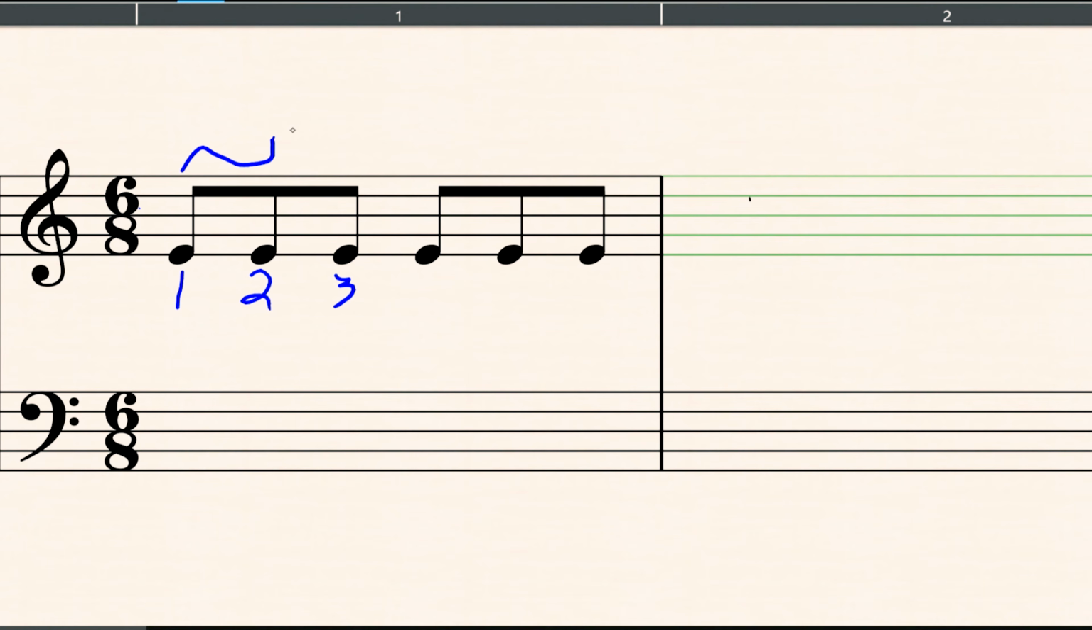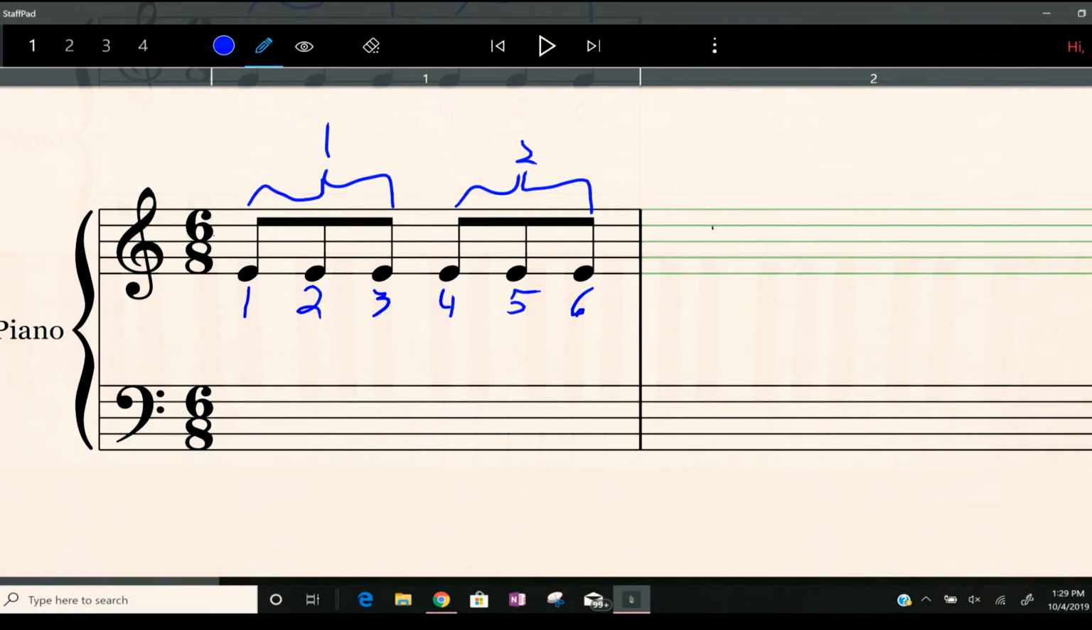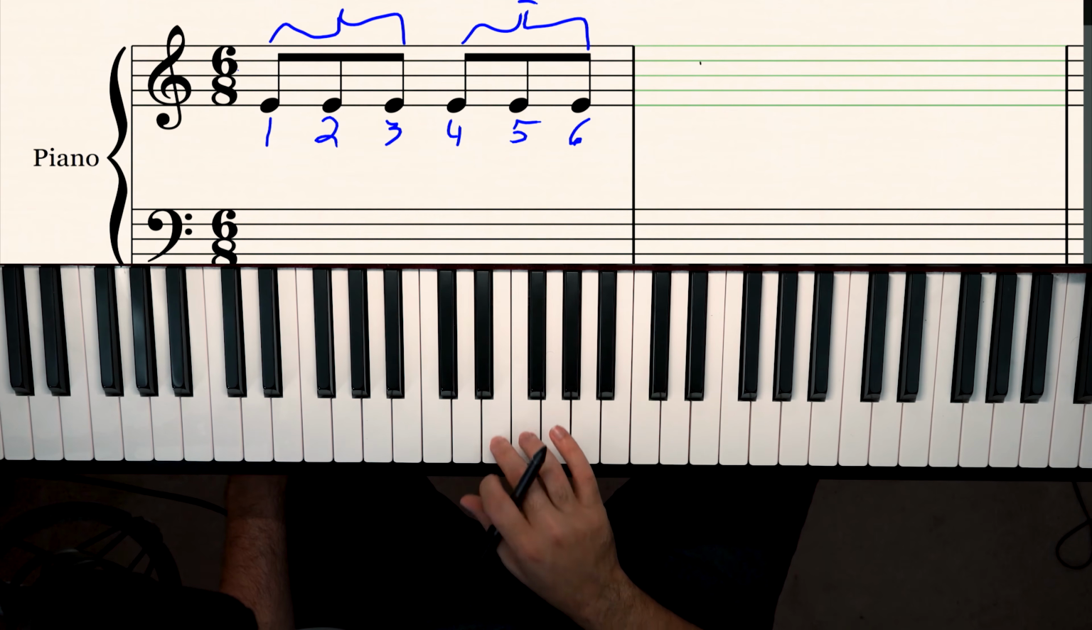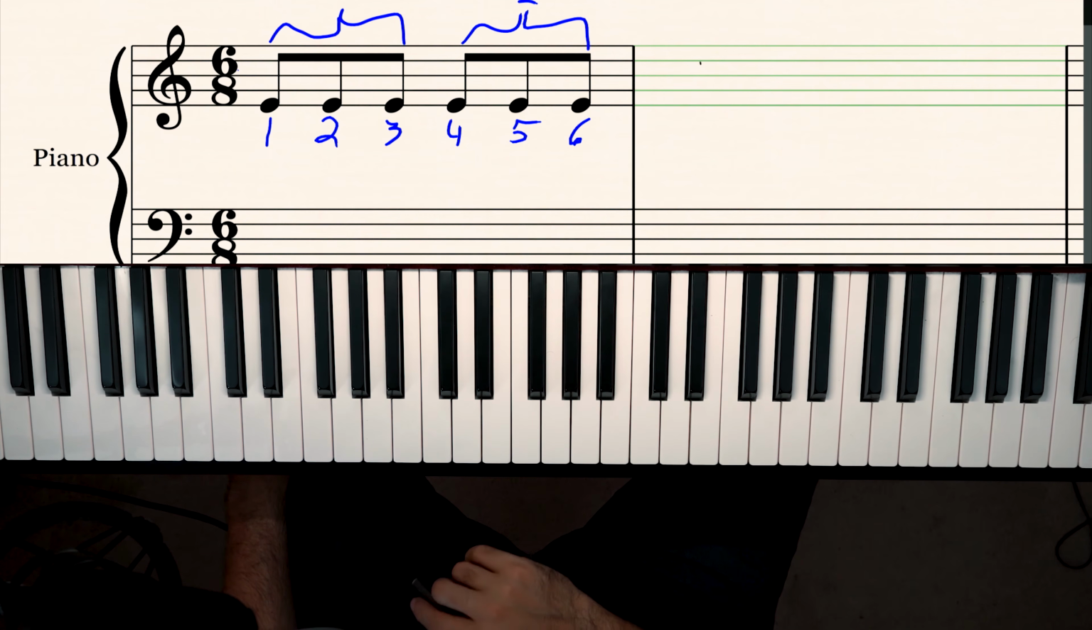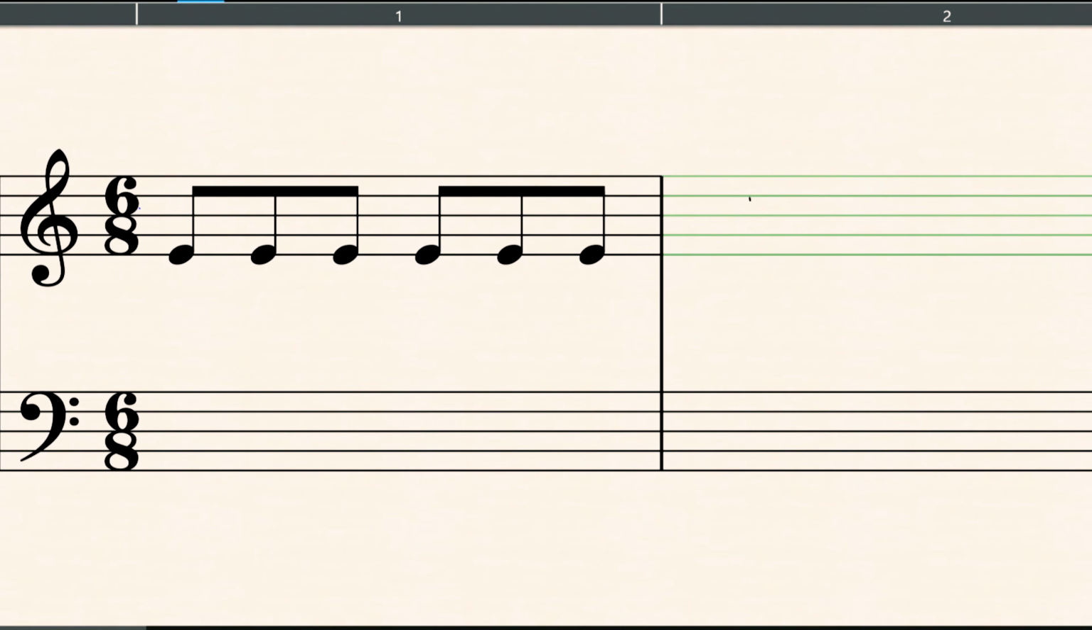So basically you have 1 group here, 2 there. You have 2 groups of 3. You'll see that very common in 6/8. So you have beats 1, 2, 3 here with each of the 8th notes there. So 1, 2, 3. And then obviously here you have 4, 5, and 6. So I'd be counting this measure as 1, 2, 3, 4, 5, 6. Just like that.